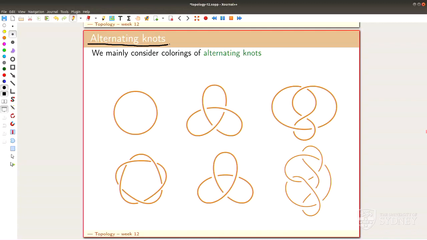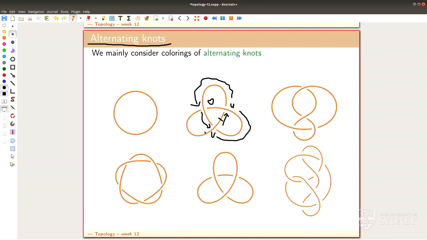A knot projection is called alternating. Very simple idea. If you start somewhere, and it doesn't matter where you start, and you walk around the knot, you always go under, over, under, over, under, over. So you alternate in going under or over. So you go under, let me put an under here. You travel around, you go over, travel around, you go under, travel around, you go over, and so on and so on. Just traveling around, you always alternate between going over and under.